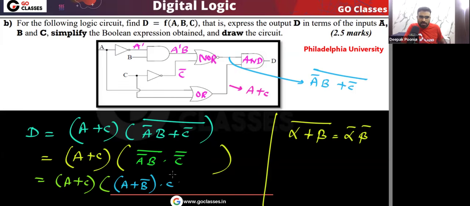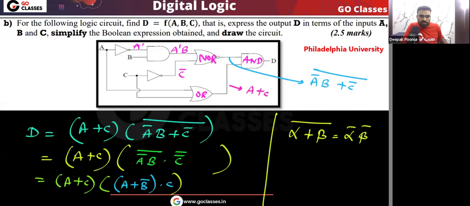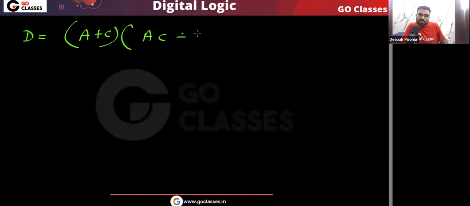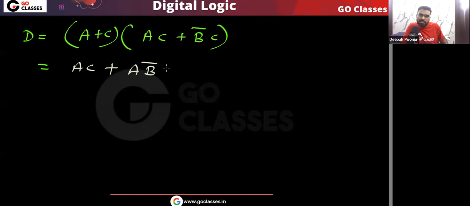Now let's see further. If you simplify this, D is equal to (A or C), and inside we can multiply, so it becomes AC or B bar C. Now we can further multiply this A with AC and this A with B bar C. So we get AAC, which becomes AC, and A B bar C. Then ACC simply becomes AC, and B bar CC simply becomes B bar C.